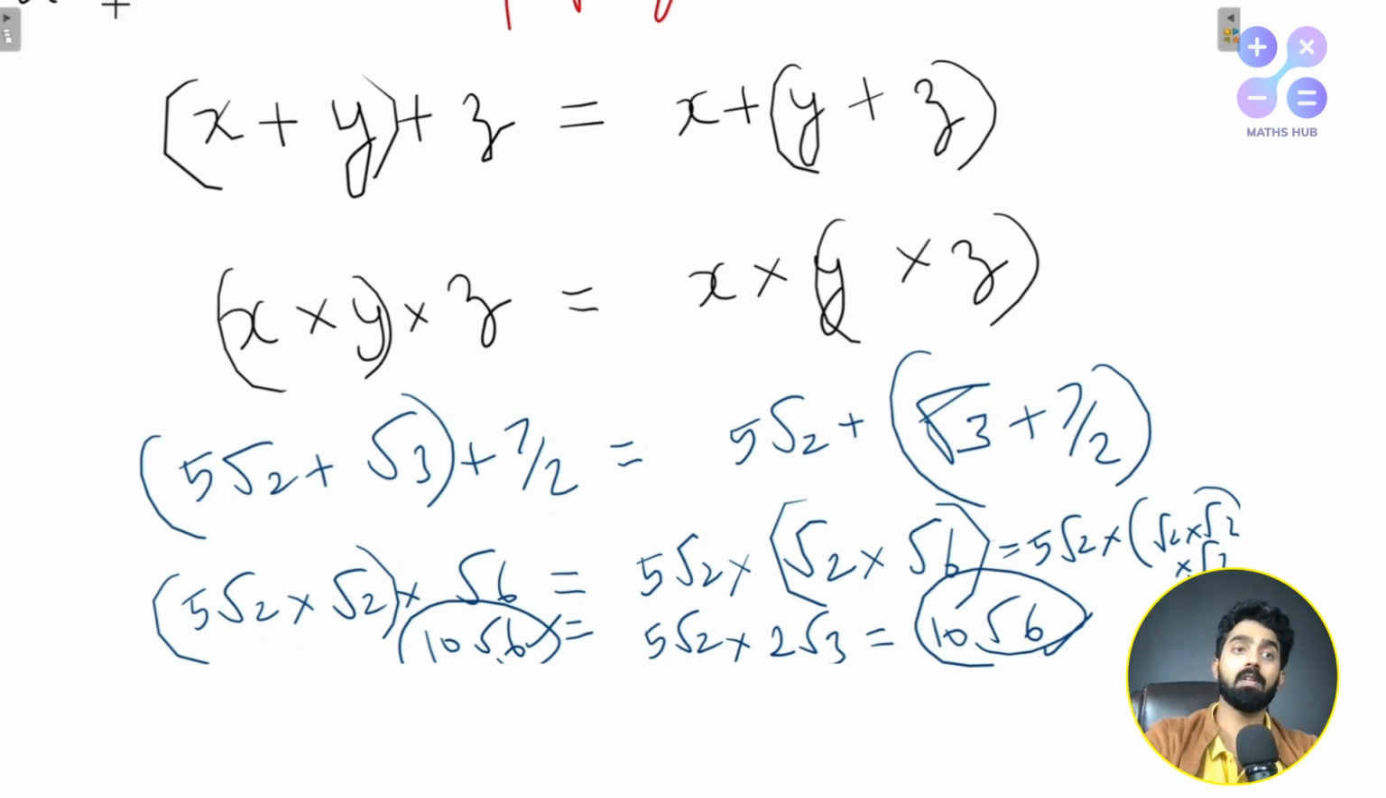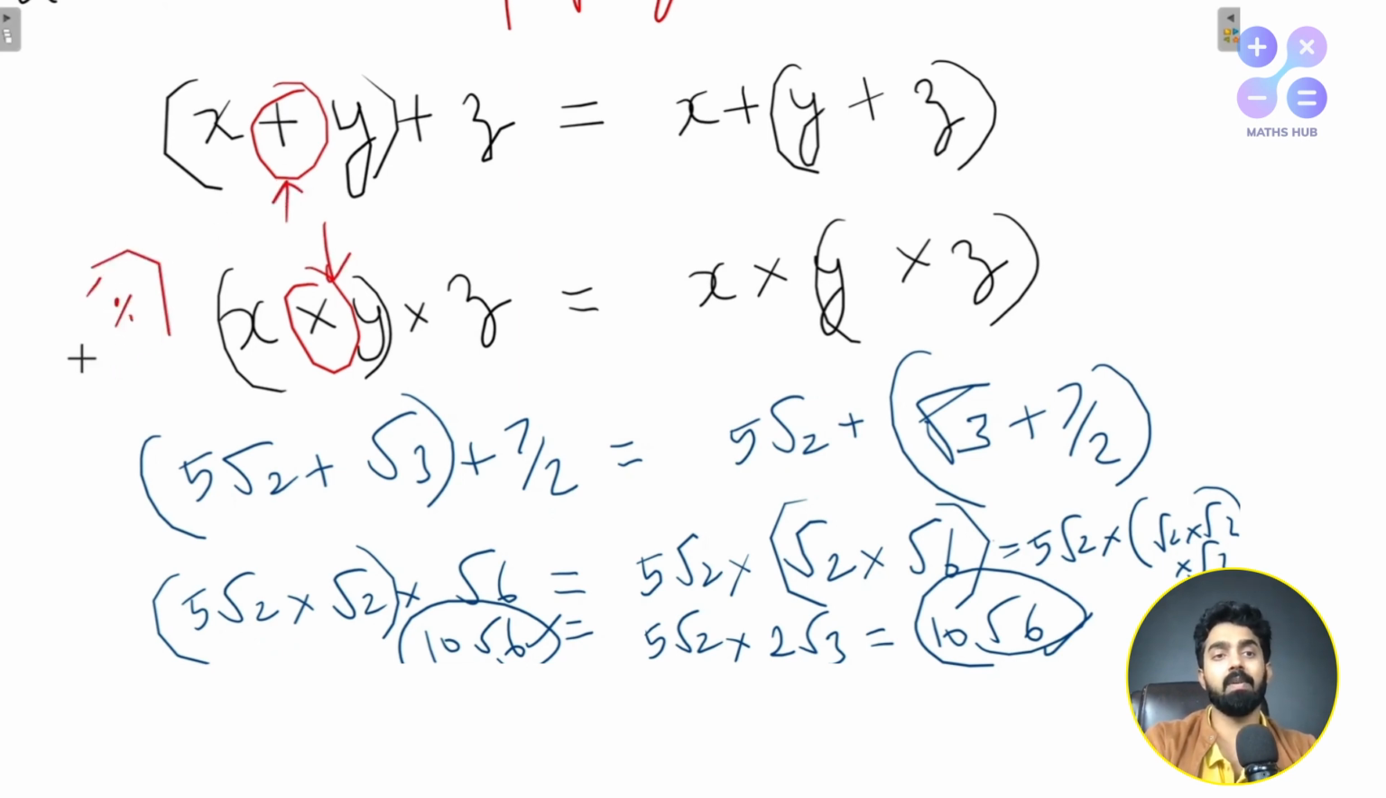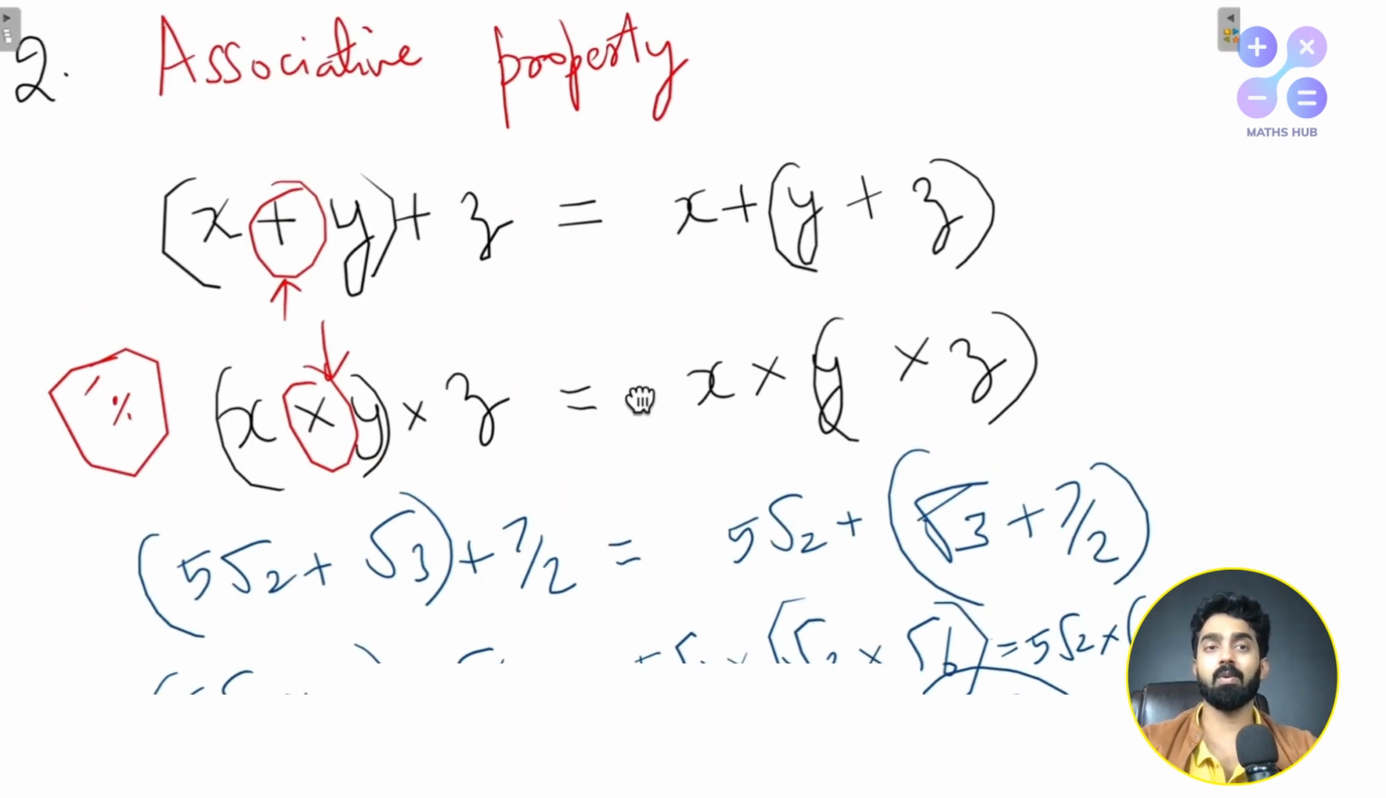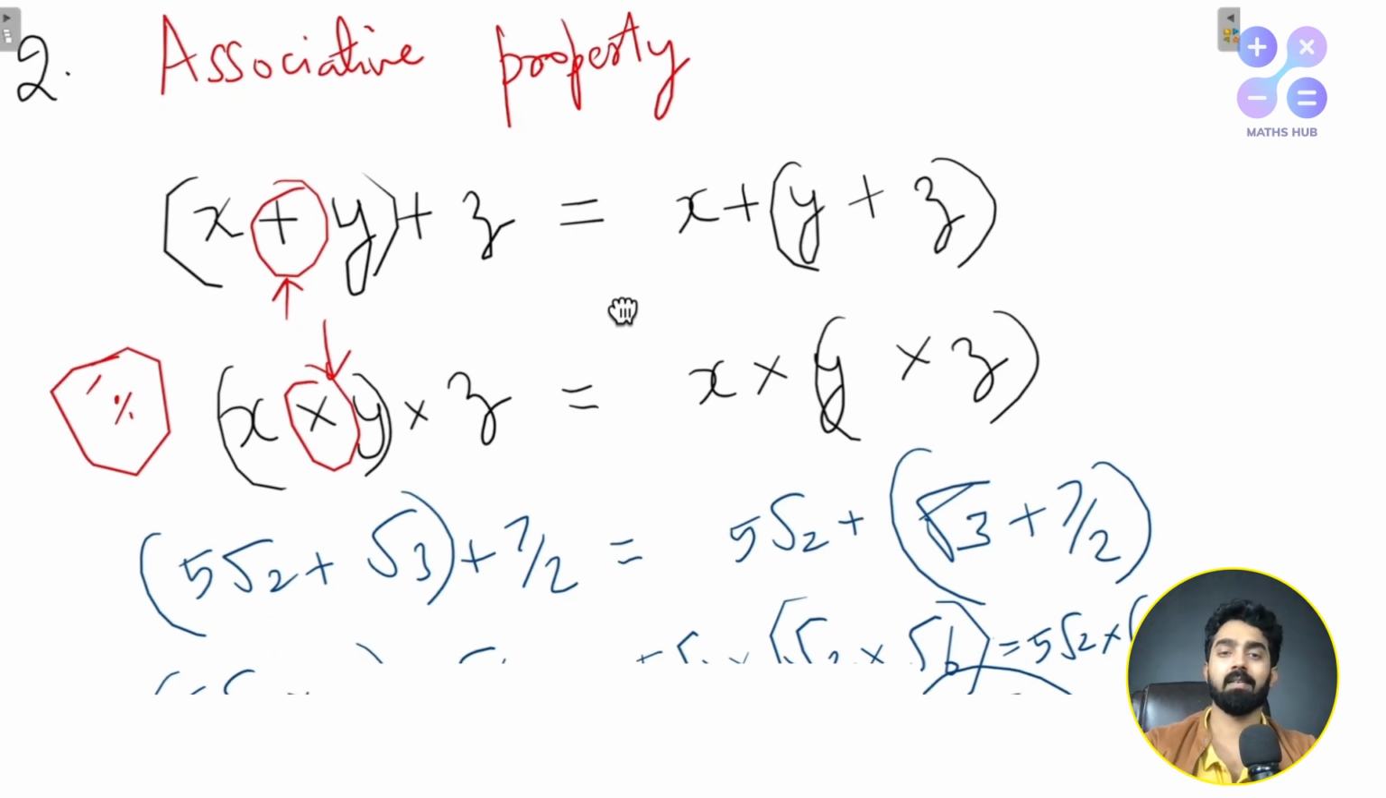Again, this only works for addition and multiplication. It's not going to work for subtraction and division. So be very careful while you're doing that. The associative property for real numbers only works for addition and multiplication. Let's go to the next.